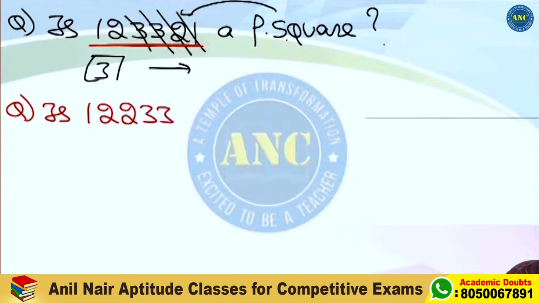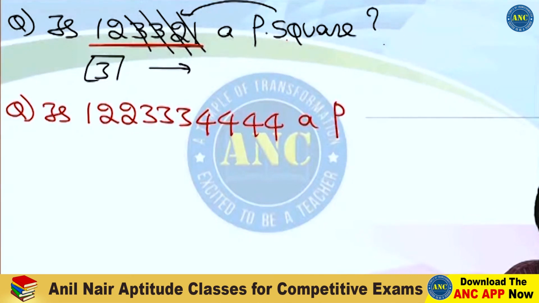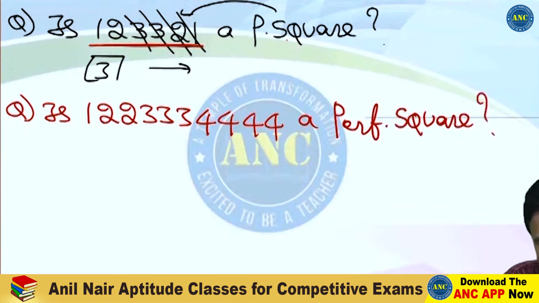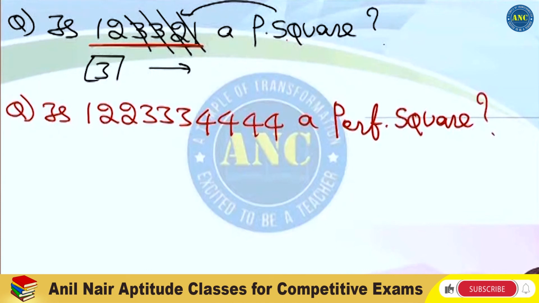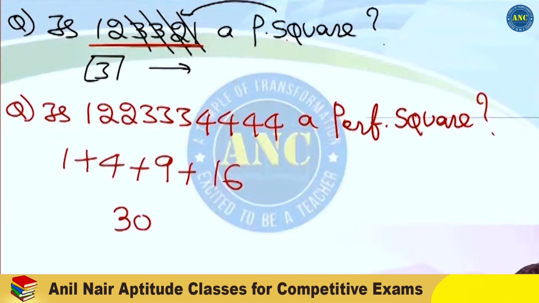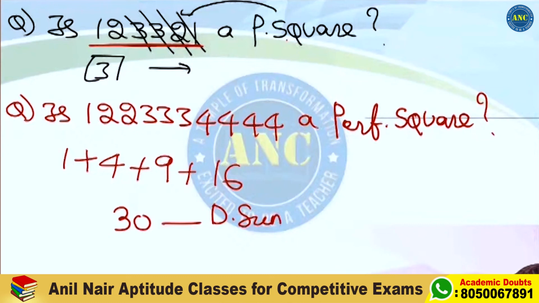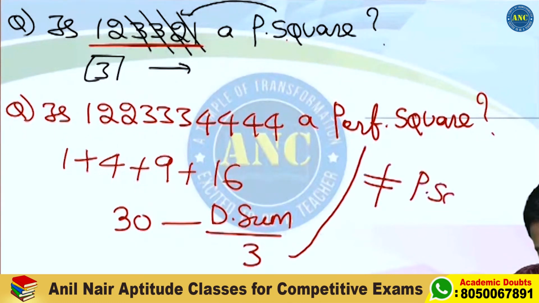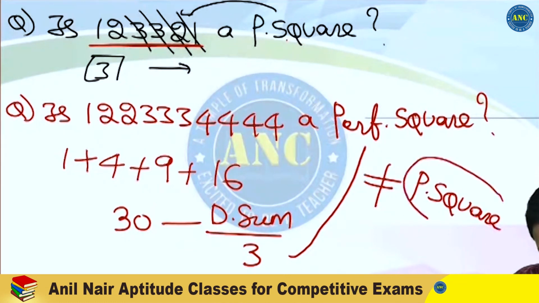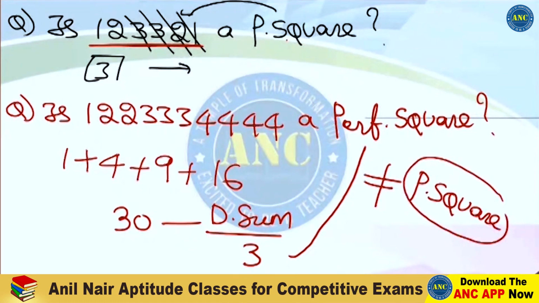Is 1, 2, 2, 3, 3, 3, 4, 4, 4, 4, 4 a perfect square? 1 plus 2 plus 2, 4. 3 plus 3 plus 3, 9. This is 16. It is 30. Digital sum is 3. If the digital sum is 3, it is definitely not a perfect square. Any doubts you can ask.